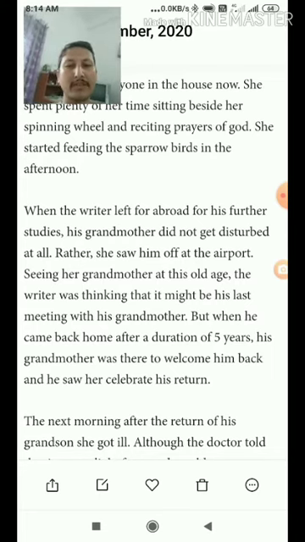When the writer left for abroad for further studies, the grandmother did not get disturbed at all. Rather, she saw him off at the airport. Seeing her grandmother at this old age, the writer was thinking that it might be his last meeting with his grandmother. But when he came back home after a duration of 5 years, his grandmother was there to welcome him back and celebrate his return.